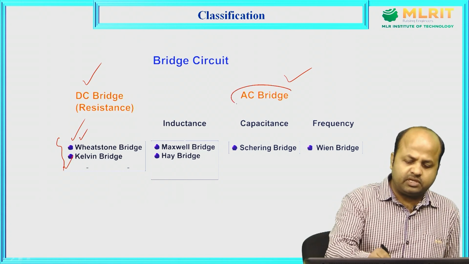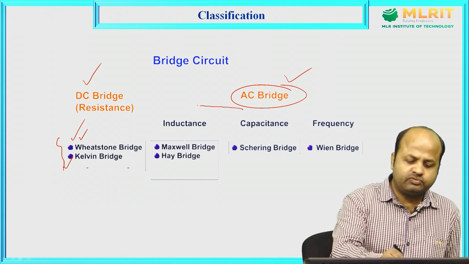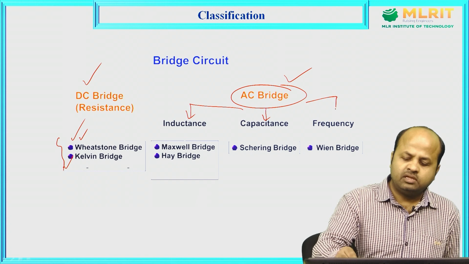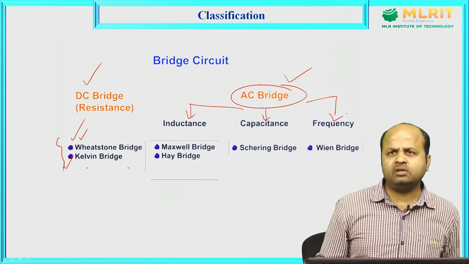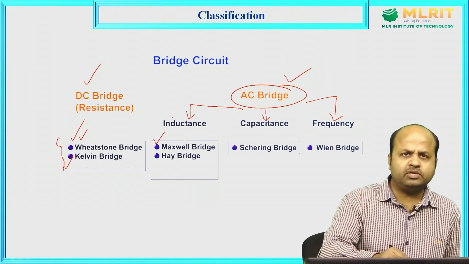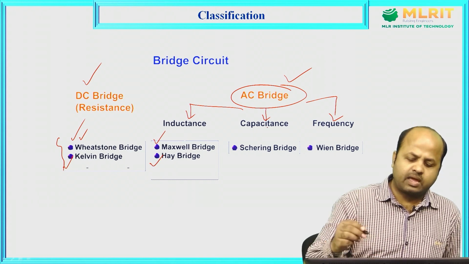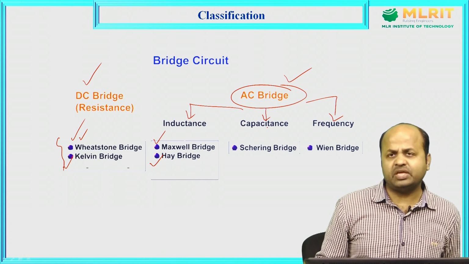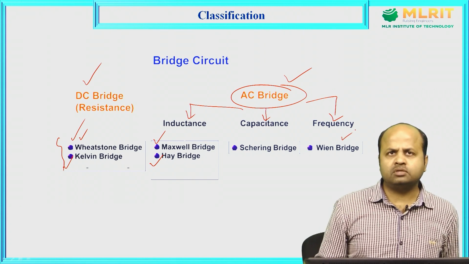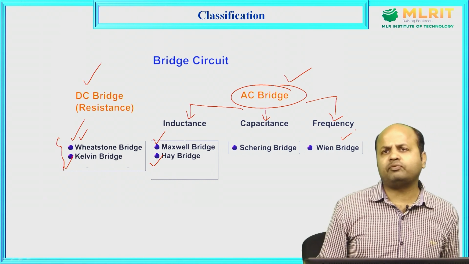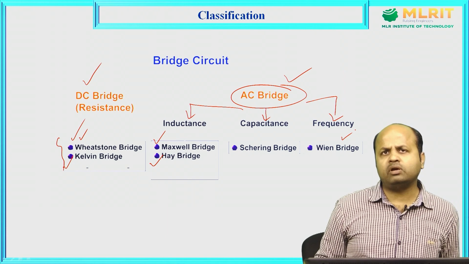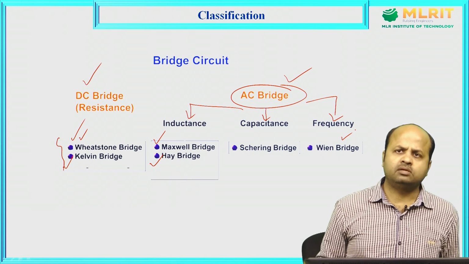Then the AC bridge is further classified into 3 categories. First is inductance bridge, then capacitance, and frequency measurement AC bridge. Under inductance we have the Maxwell bridge and Hay bridge. Under capacitance we have the Schering bridge, and for frequency measurement we have the Wien bridge. So this is the basic classification of electrical bridges. One by one we will see the working of each bridge.